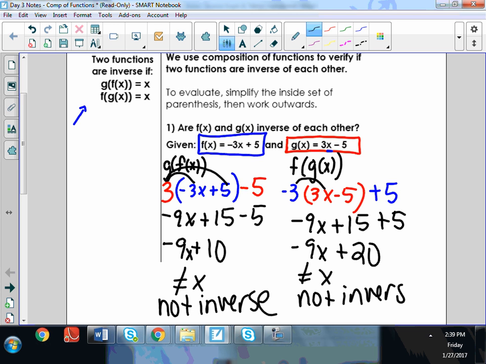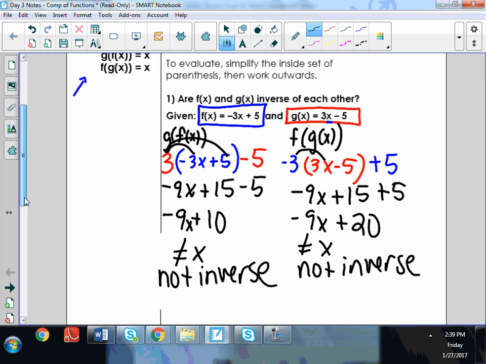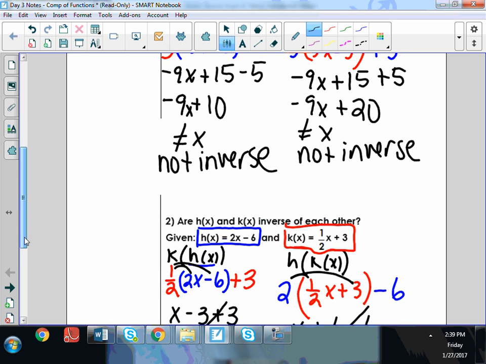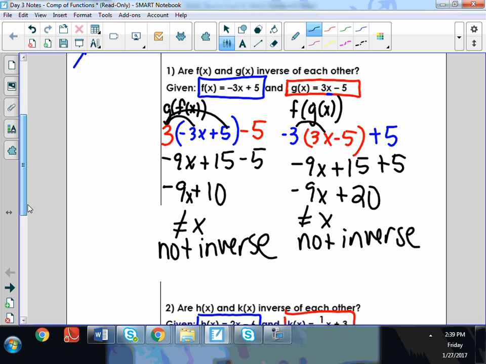Okay, if you get not inverse for one of them, when you substitute in the other one, you should get not inverse. That's why I didn't want to do that one first, because I'd rather you see what it looks like first. Sometimes the problems will get a little bit harder. Number 3 is probably about as hard as it's going to get for Algebra 2. It's just a little bit more difficult, but it's really the same idea. You're just substituting one function into the other function to see if it equals x.